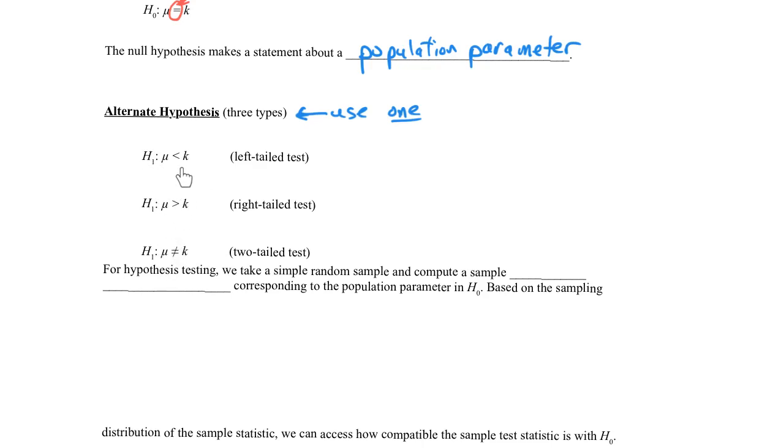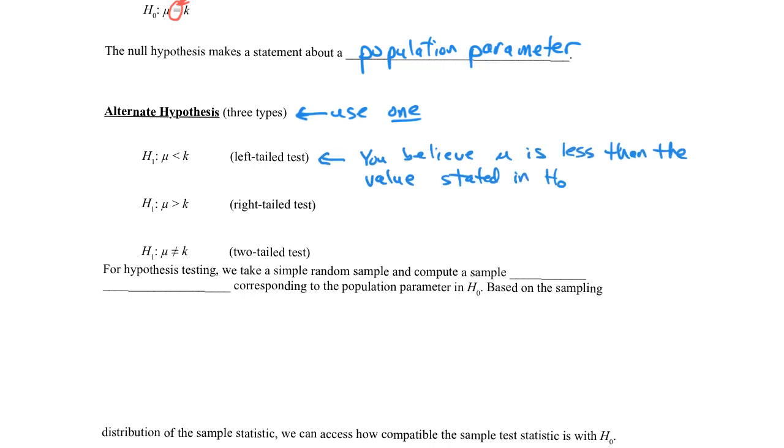Now when this is your alternate hypothesis, it just means that you believe mu is less than the value stated in H naught.